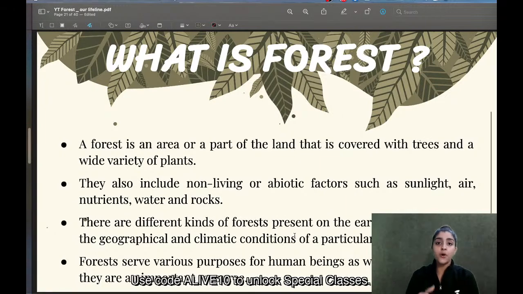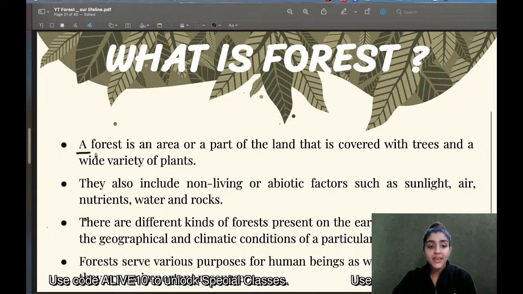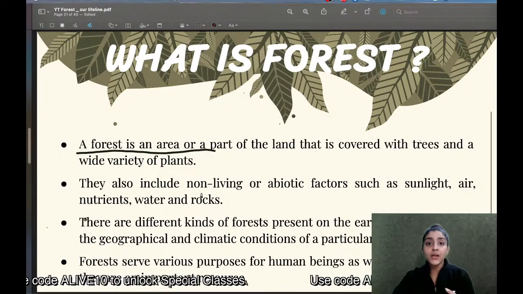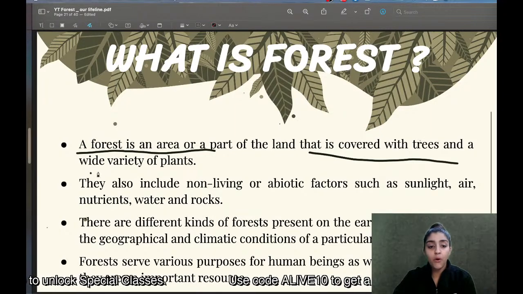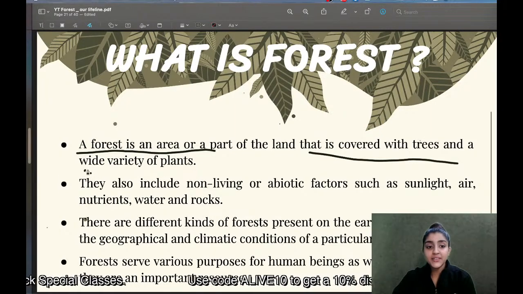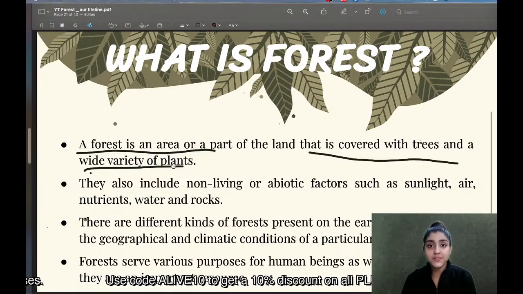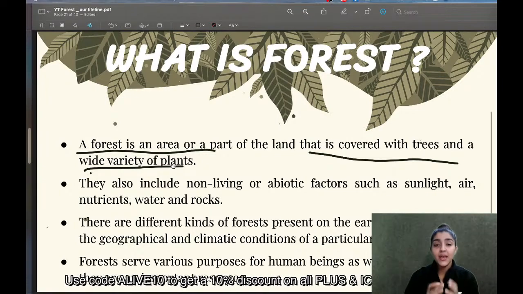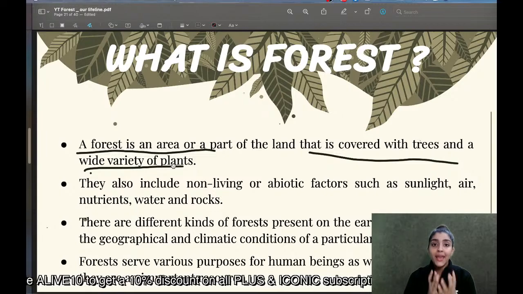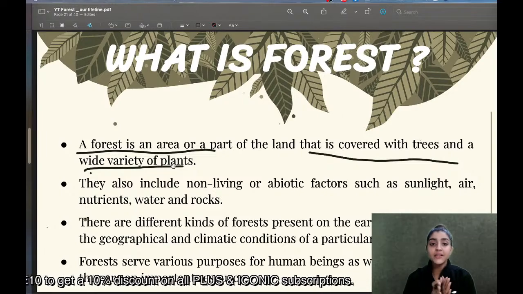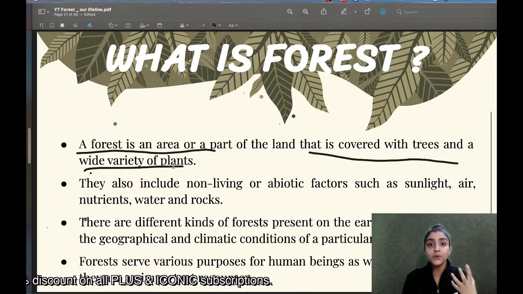So what is a forest mainly? How can you define that? A forest is an area or part of land that is covered with trees and a variety of plants. It is an ecosystem on its own. Why do I use the word ecosystem over here? An ecosystem basically does not require anything from outside. If I ask you a question right now, are your cities an ecosystem?